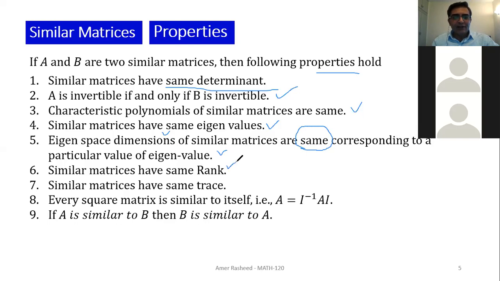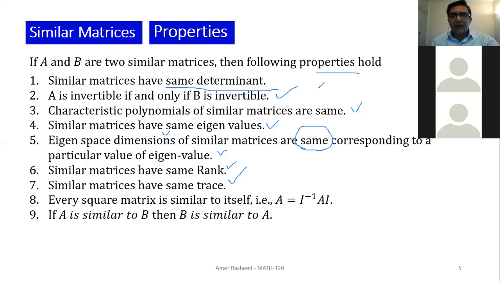Next, the sixth property. Similar matrices have same rank. Now, I hope you know what a rank is. Rank is the number of non-zero rows in an echelon form of a matrix. Now, the next property is similar matrices have same trace. Now, what is trace? I hope you know. What is the trace of a matrix? Trace of a matrix is the sum of its diagonal entries. That is the trace of a matrix.